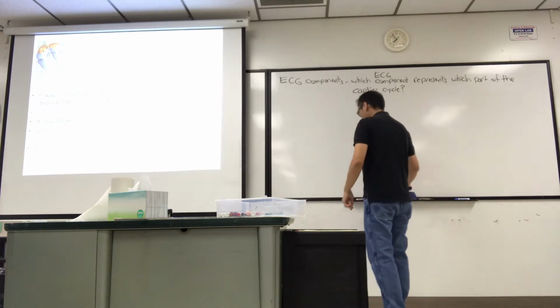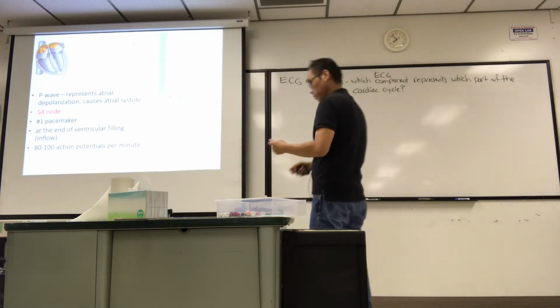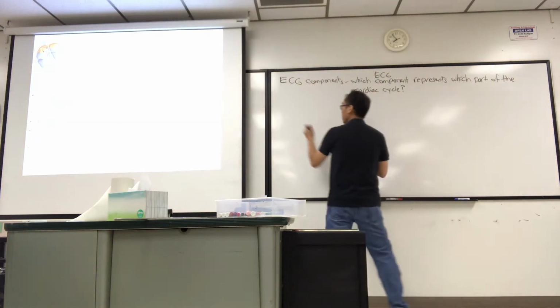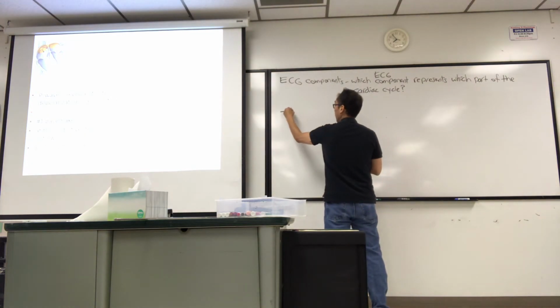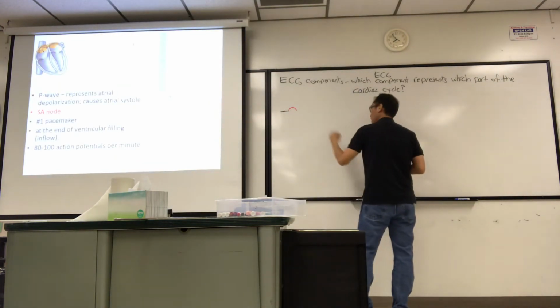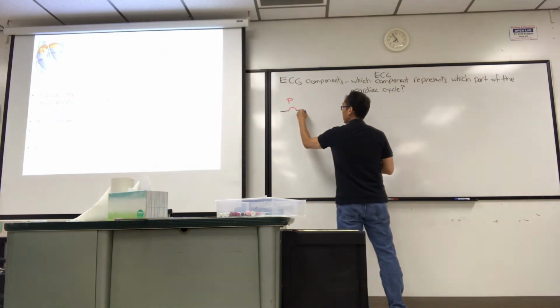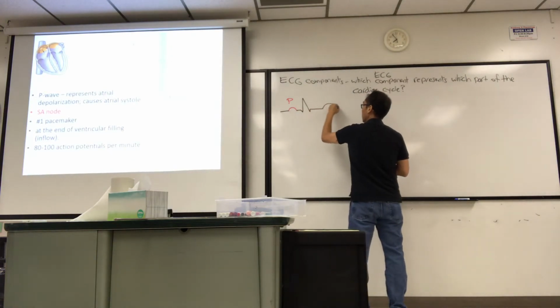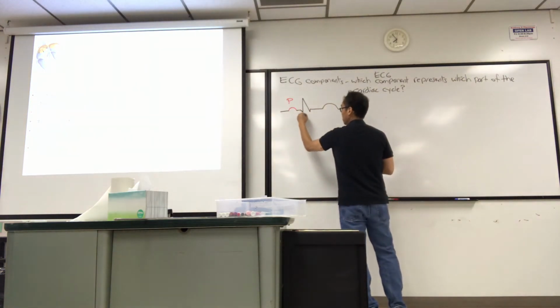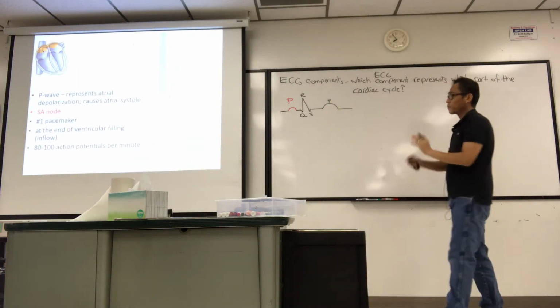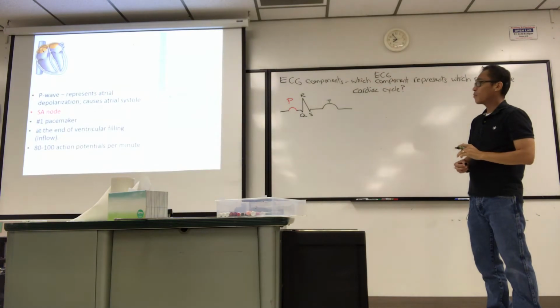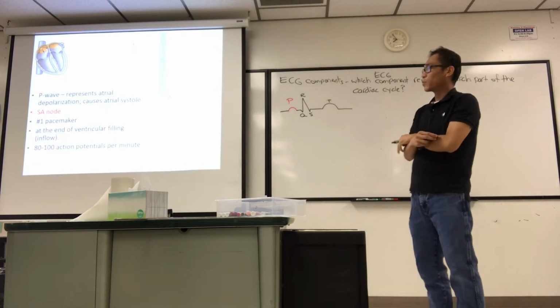I'll use the color red. It starts off with your isoelectric line, and the P wave is this first hump, like I highlighted in blue there. The rest of it uses the letters Q, that tip is R, the R wave, then S, then a flat line, then T. So P, Q, R, S, T. Just that first wave is the P wave, and that represents atrial depolarization.